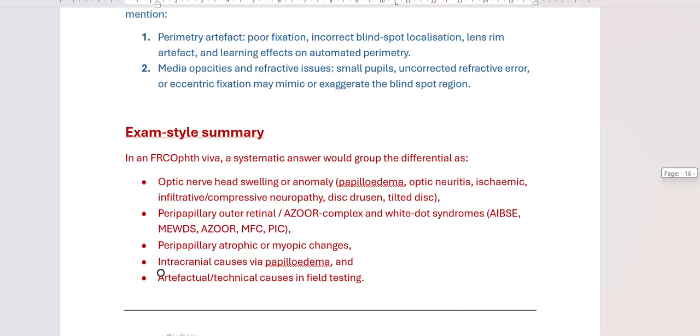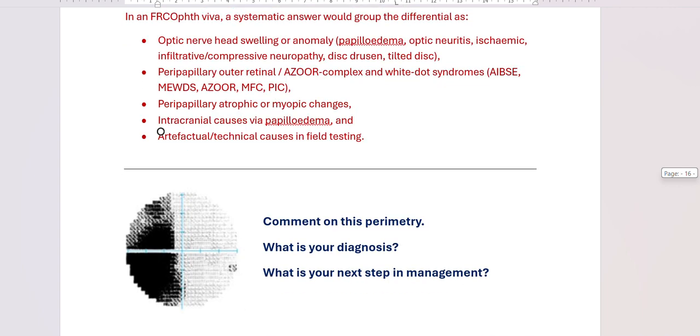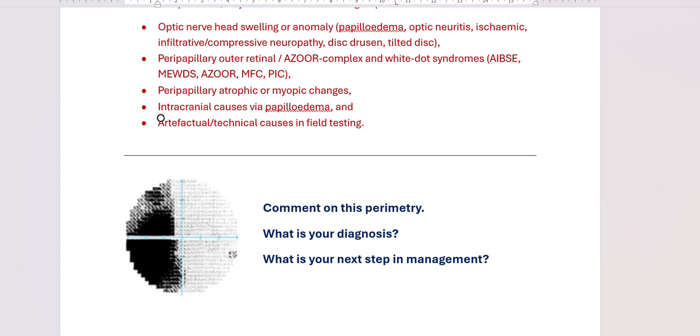Proceeding with the differential diagnosis, I want to discuss this visual field first. So in the exam, you are handed out this display, asked to comment on the perimetry. This will be question number 1, and then the examiner will proceed to your possible diagnosis and then your management plan. Nearly all these 3 questions are the key questions in the viva for any investigation that you are handed to comment on.